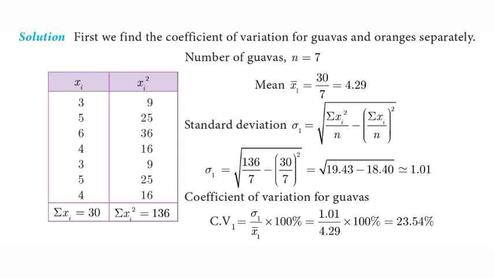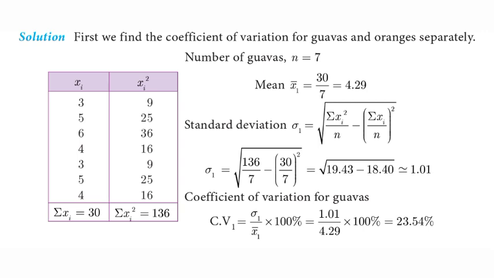Now find the standard deviation. We find the standard deviation using any one method. Now we'll use the direct method. Direct method: standard deviation sigma 1 equals the root of summation x1 square divided by n minus summation x1 divided by n, the whole square.